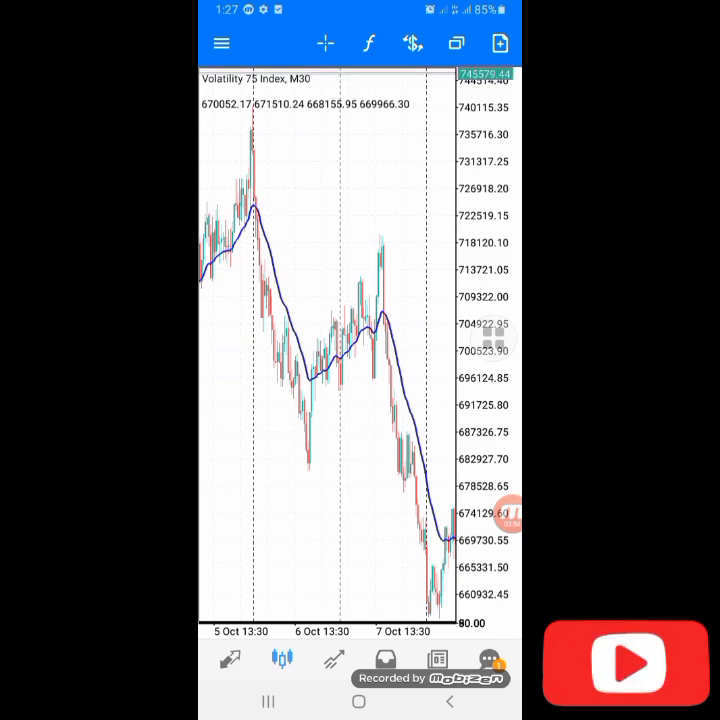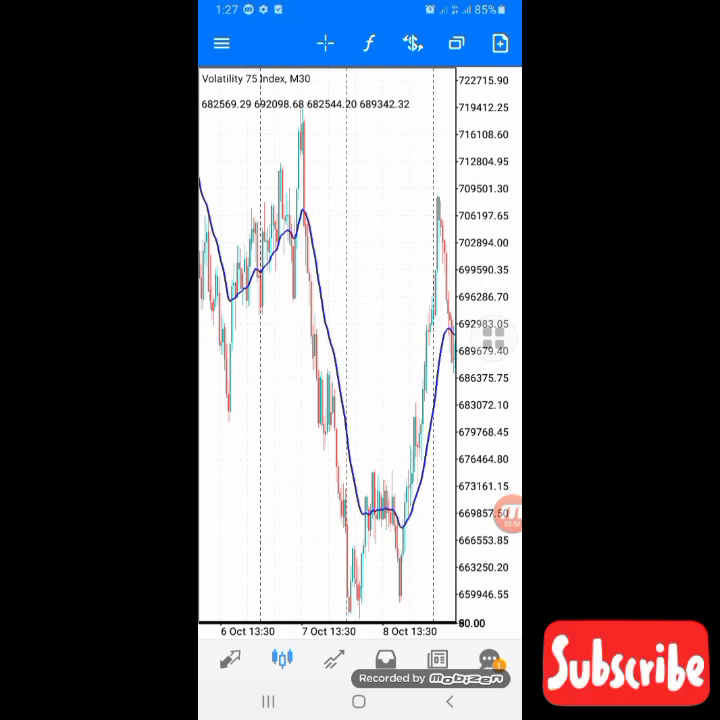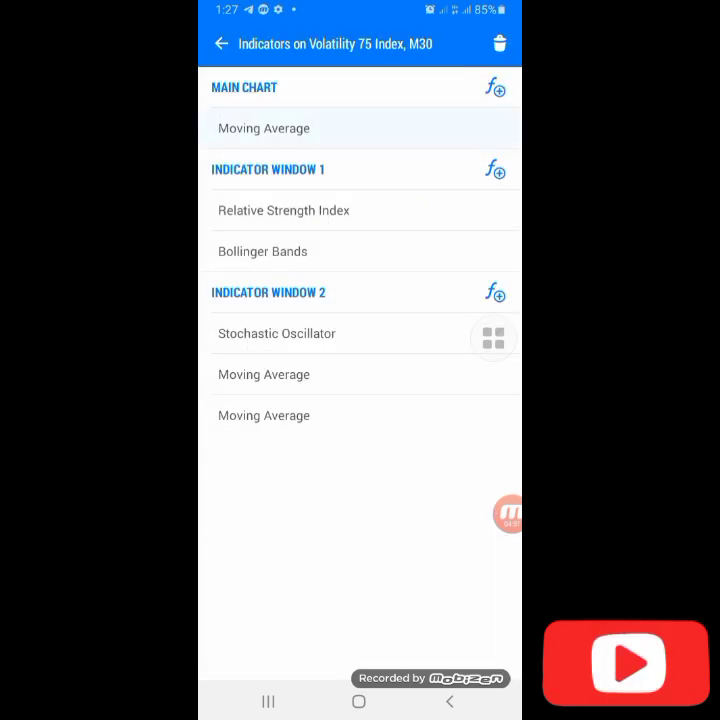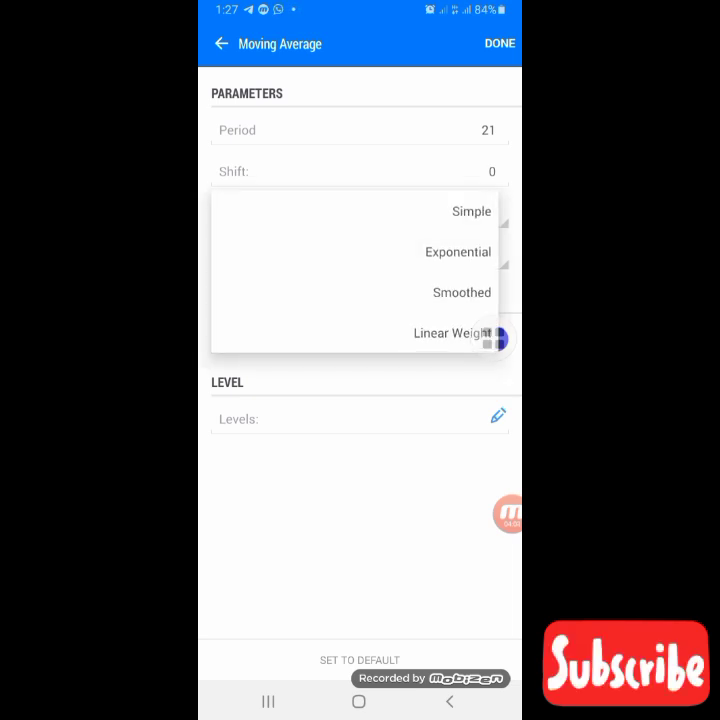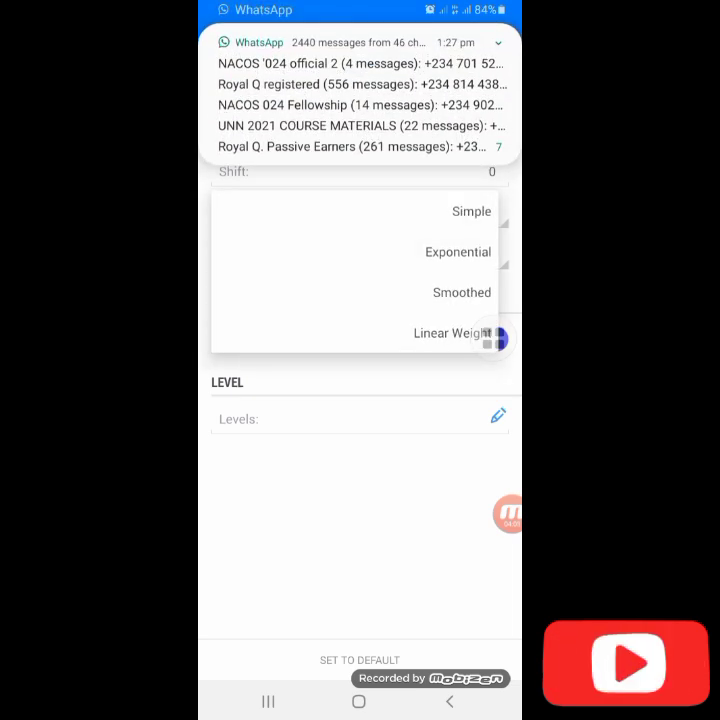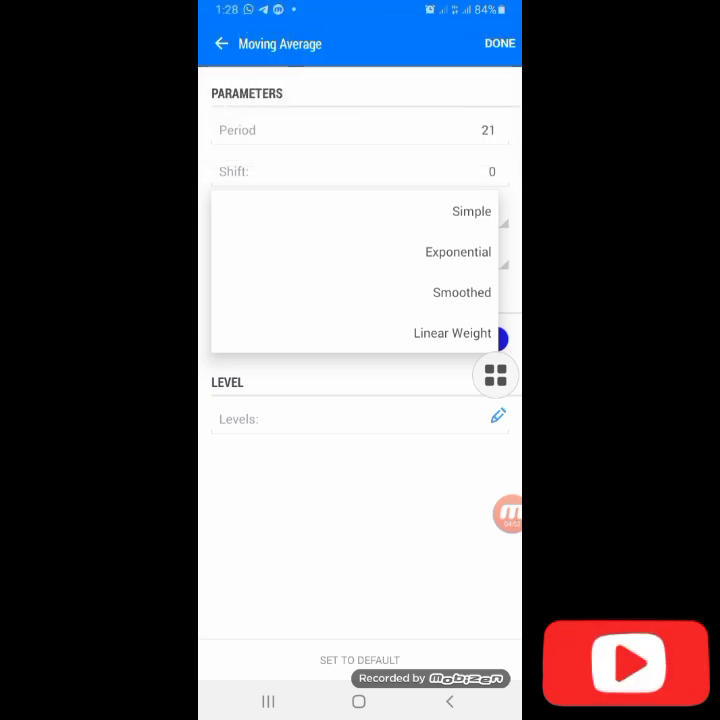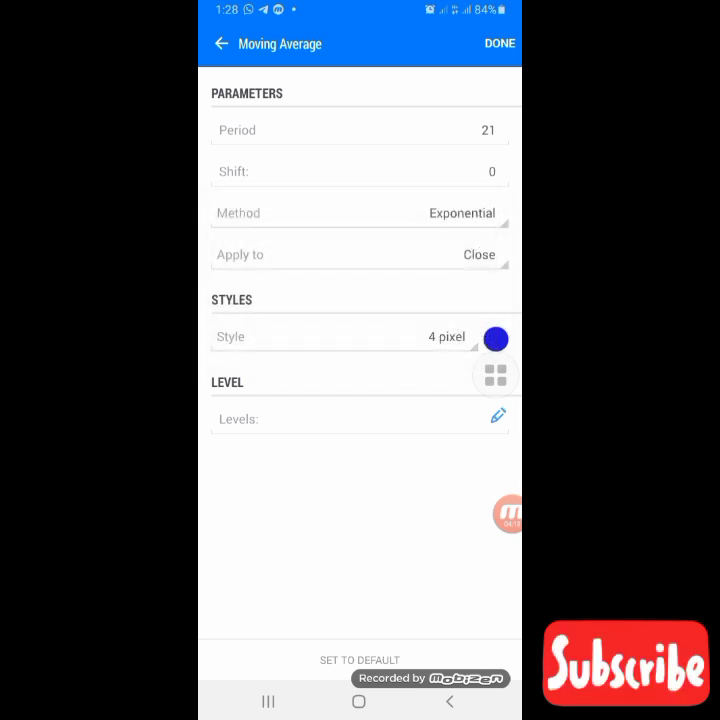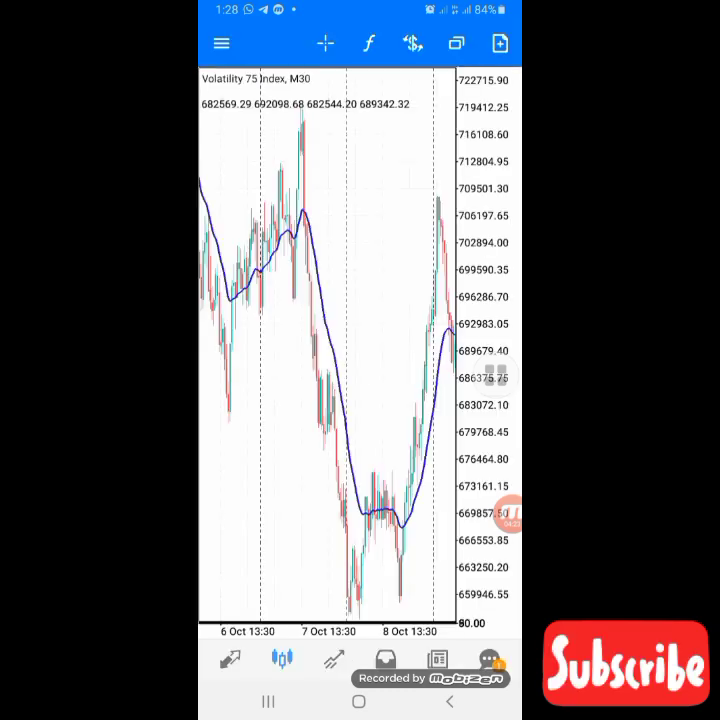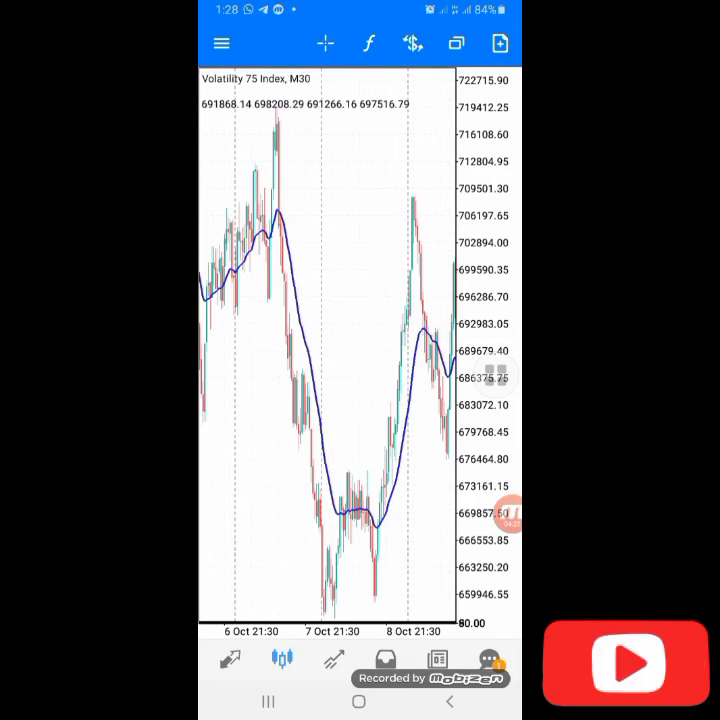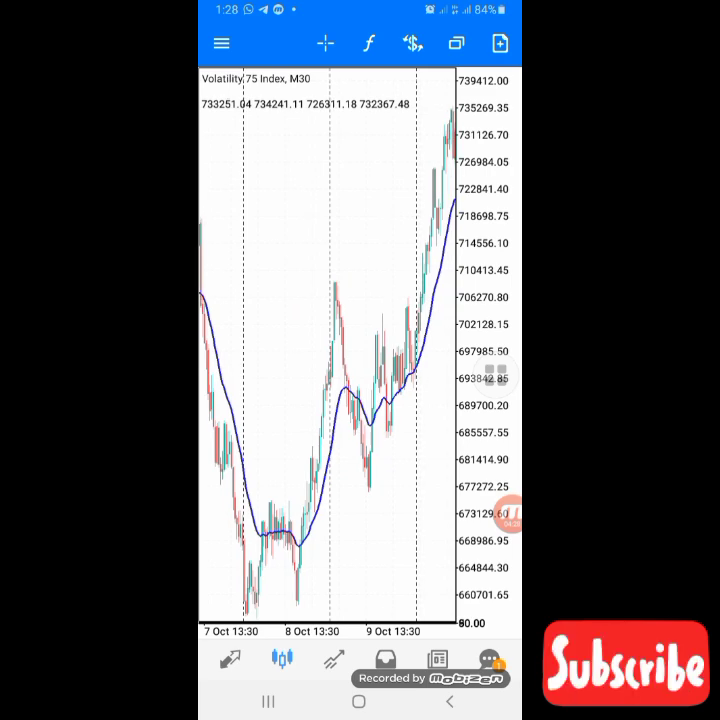Okay, now we have different types of this here. If you come here, we have exponential. We have simple, we have exponential, we have smoothed, we have linear weighted, but we are going to be talking about only exponential. All of these have different usage, but the one we are using right now is exponential. That's what shows us the trend of the market and the right time that we're going to be entering the market. This is used as what I call dynamic support and resistance levels.